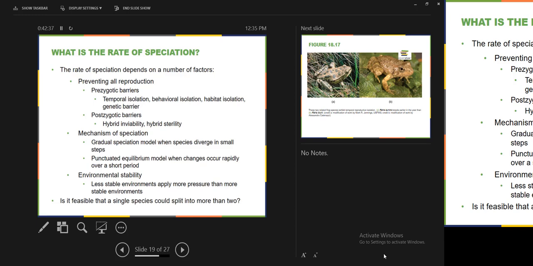And this is why we hate polytomies, right? We can envision two populations becoming reproductively isolated. But the only way to actually make it happen to where you get three is to have extremely rapid allopatric speciation, okay? Which is technically possible, but it would be very unusual. And so this is why we don't like polytomies, because if you've got one branch splitting into three, it's not a good representation of what we actually see.